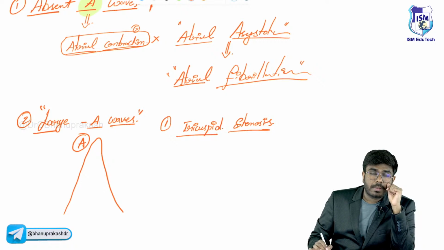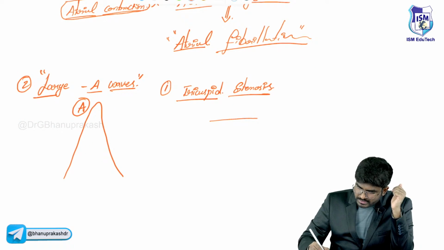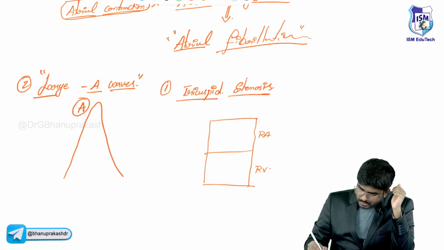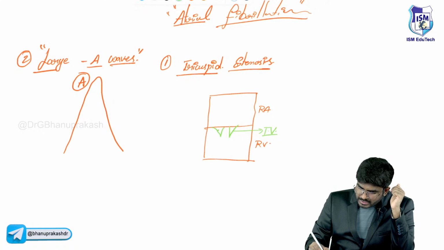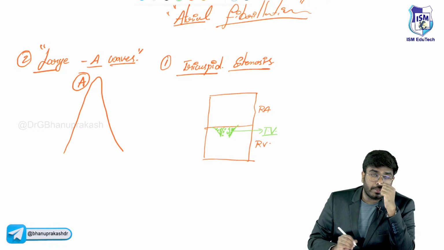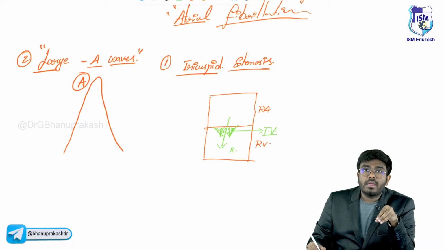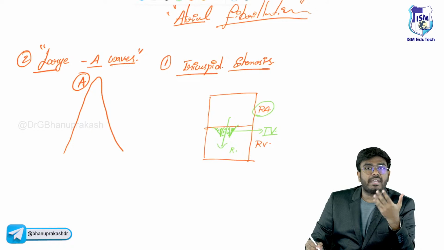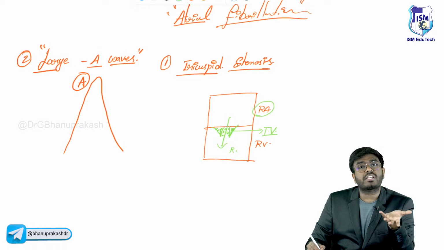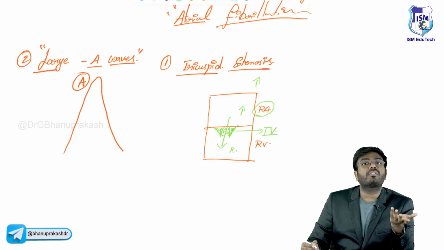What is this tricuspid stenosis? This is the right atria. Here it is the right ventricle. Now, this is the tricuspid valve, and it is now stenosed. When the tricuspid valve is stenosed, in order to push the blood down into the right ventricle, does the right atria have to generate more pressure or less pressure? The right atria has to generate more pressure. So right atrial pressure increases, internal jugular vein pressure increases.